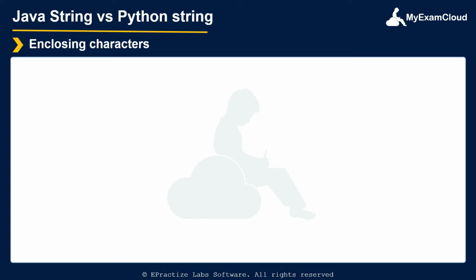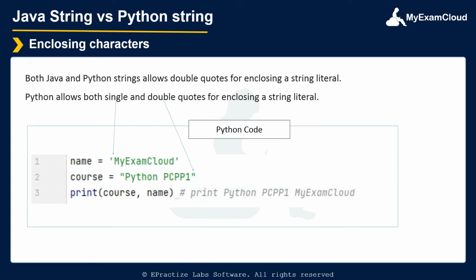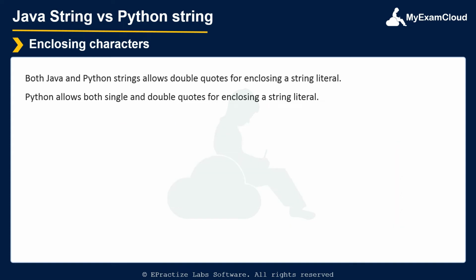Enclosing characters. Both Java and Python strings allow double quotes for enclosing a string literal. Python allows both single and double quotes for enclosing a string literal. Python example. Java example.